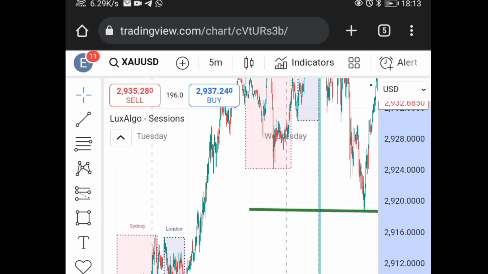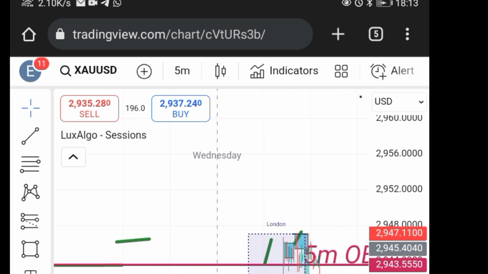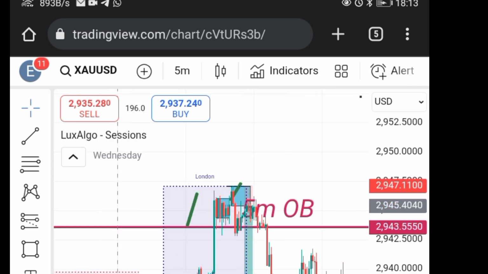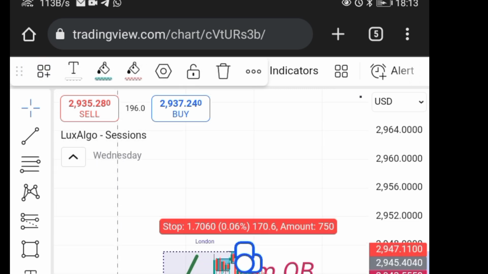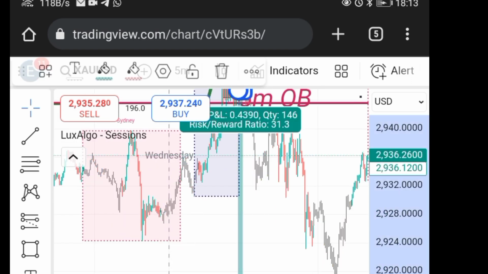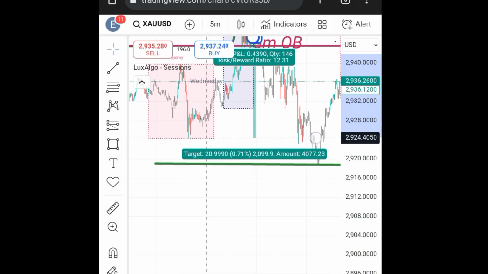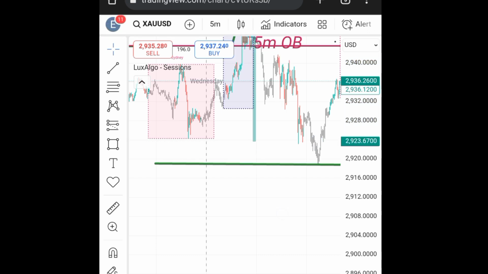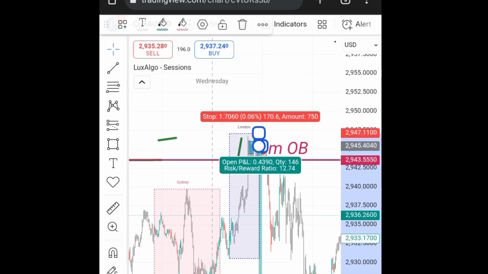That will give you about 1:31. But your first TP will be below this Sydney section, which is the Asia. That will be your first TP, which is 1 to 12. The previous day low will give you 1:30 RR. But if you are taking this trade on your 1 minute chart, this very one trade will be able to give you 1:30, 40, 50 and above.